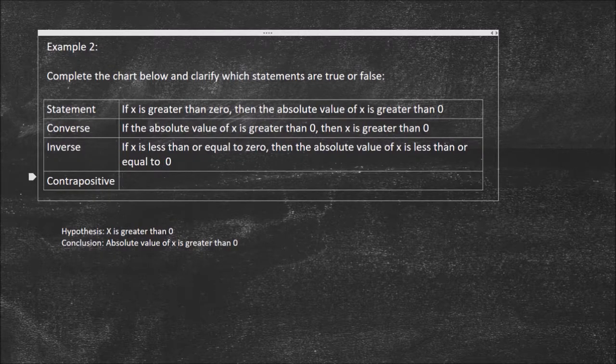So the best way for me to take this personally is I look at the converse and I just make both of those negative. So if the absolute value of x is less than or equal to 0, then, and now I'm going to take the negative of that, x is greater than 0, then x is less than or equal to 0.